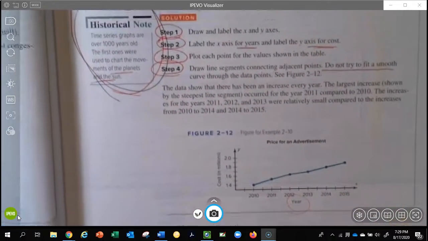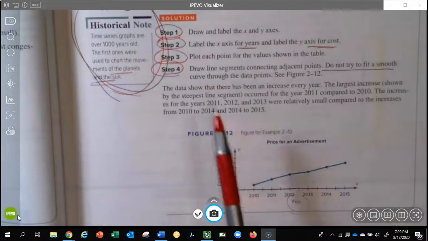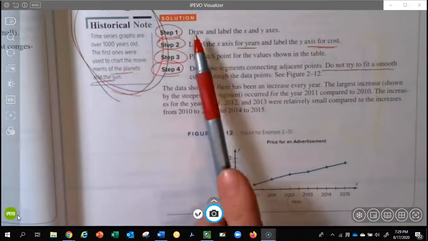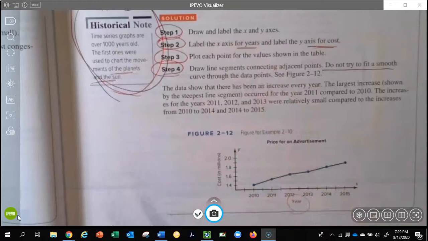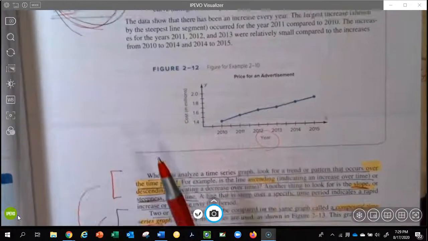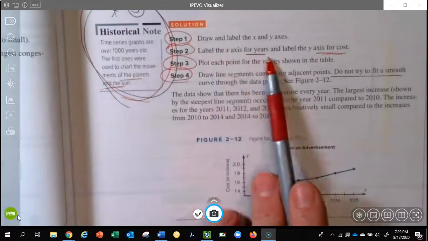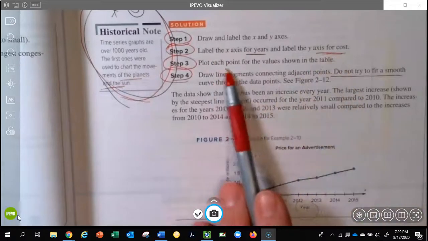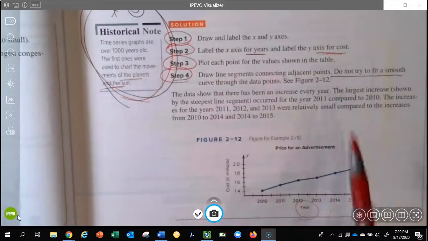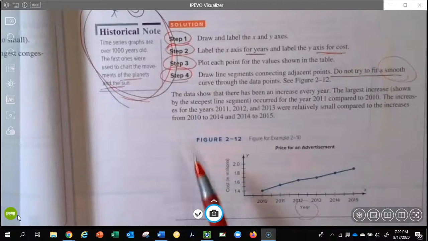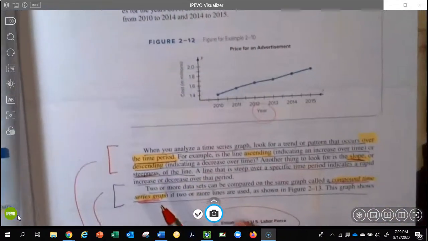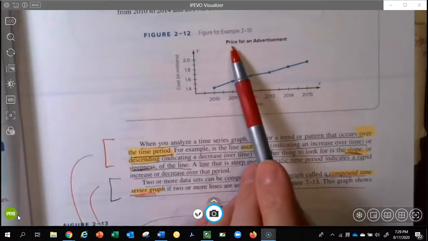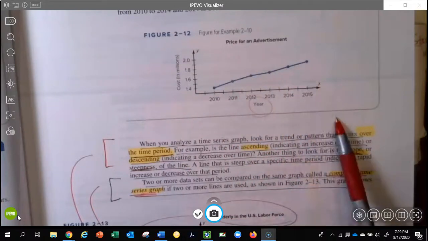And up here, if you want to go ahead and jot down some ways to graph a time series graph, it says draw and label the x and y. Remember, we're going to put time on the x. Label the x for years, the y for cost, plot them, and do not try to make this smooth. You're going to connect dot to dot to dot. And if you're looking at, like, stocks, they could go up and then down, up and down, up, up, up, whatever they're going to look like.